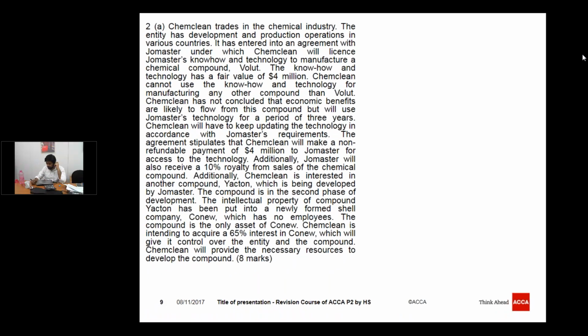Okay, welcome back. Now we are going to start the scenario. ChemClean trades in the chemical industry. The entity has development and production operations in various countries. It has entered into an agreement with Joe Master.